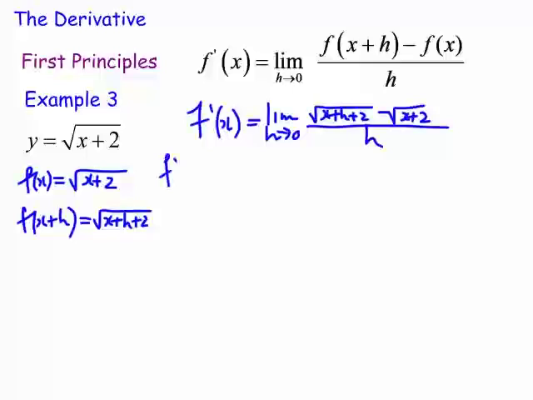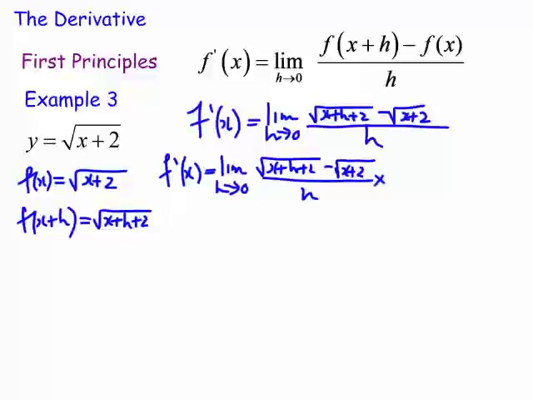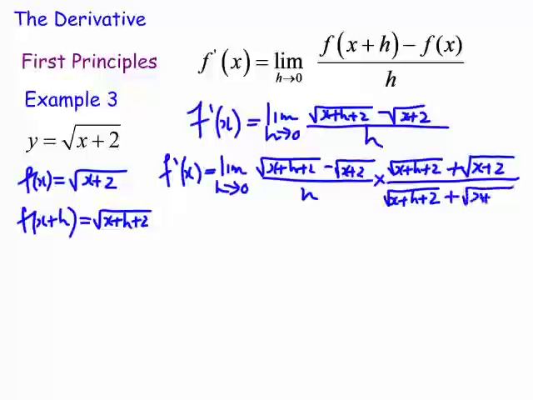So f dash x is equal to the limit as h goes to 0 of the square root of x plus h plus 2 minus the square root of x plus 2, over h. Now we multiply it by its conjugate, which is the square root of x plus h plus 2, now with the opposite sign, so a positive square root of x plus 2, all over itself. So that's just multiplying it by 1.